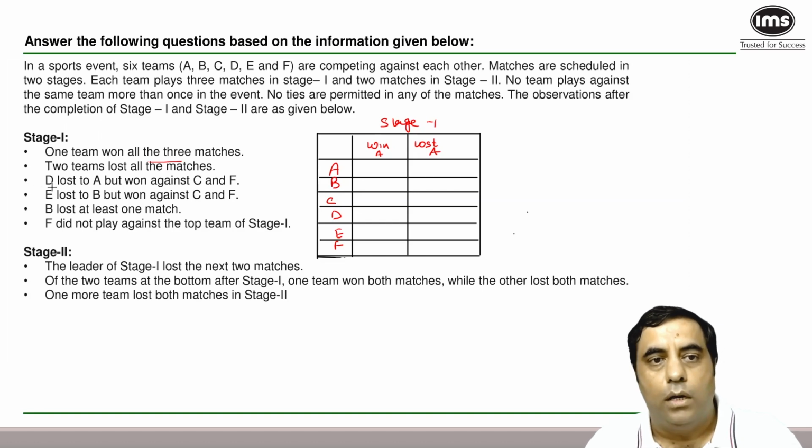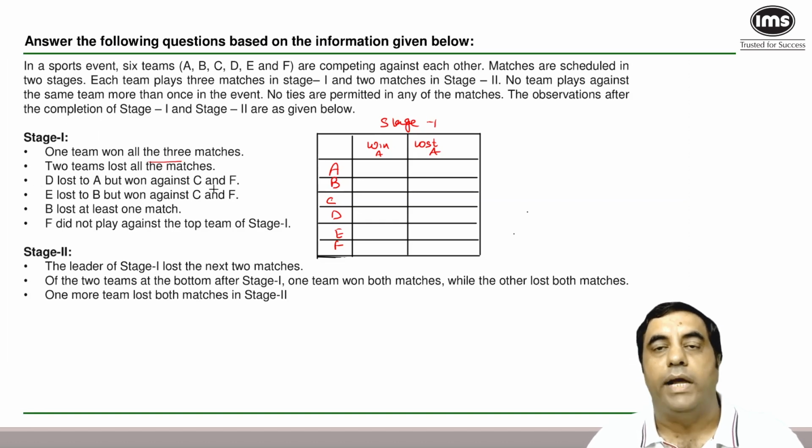Look at the third one. D lost to A, but won against C and F. So D won against C and F. Therefore, D won against C and F, but lost to A.